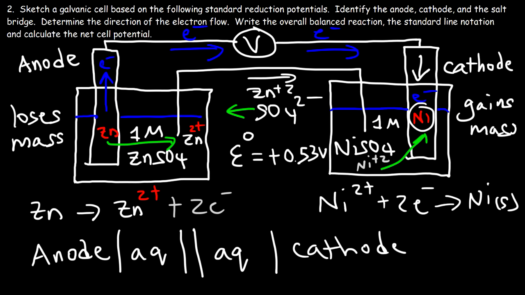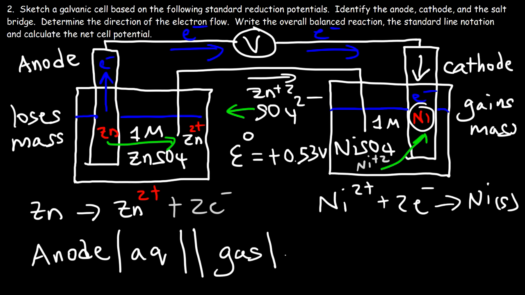material. Now sometimes you may have a gas and something in the aqueous phase. So what you could do is write the stuff in the gas phase, and then a line, then the stuff in the aqueous phase, and then another line, and then the cathode material, which is in the solid phase. So that's possible as well.